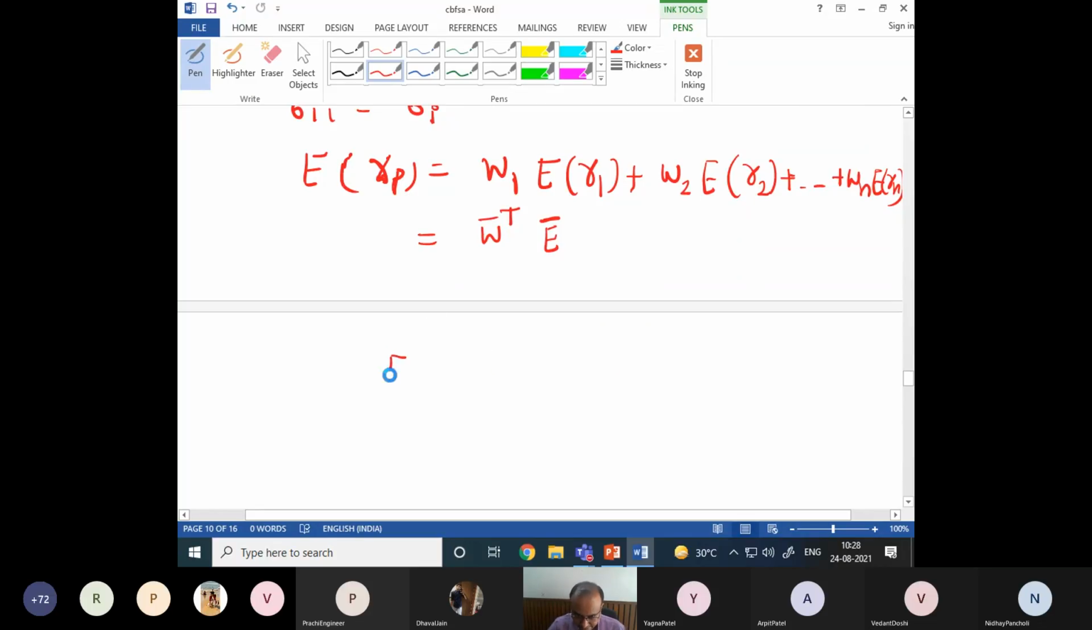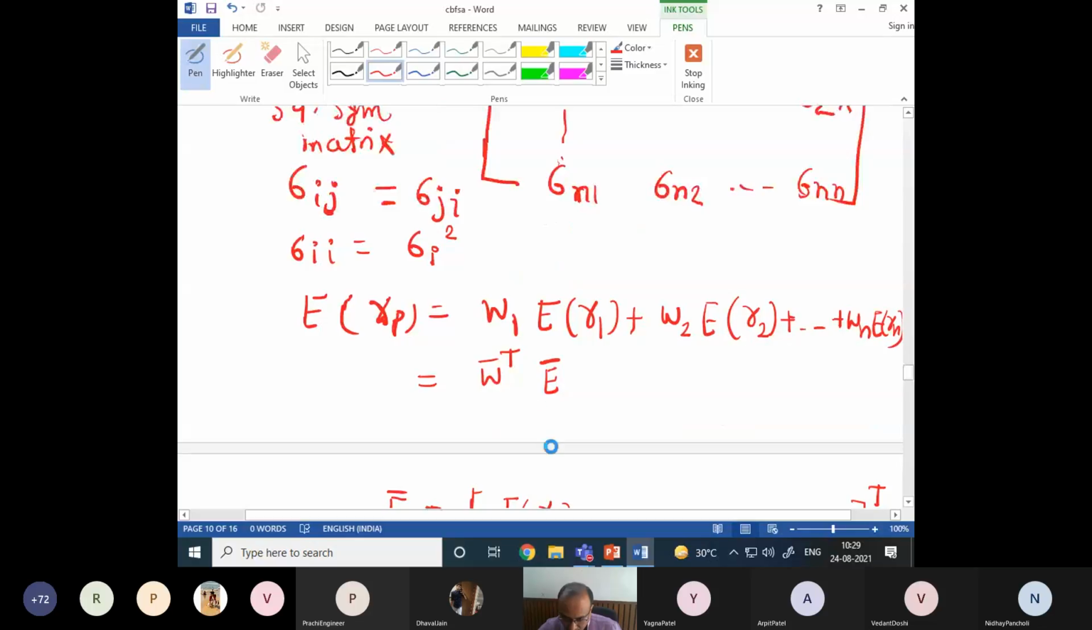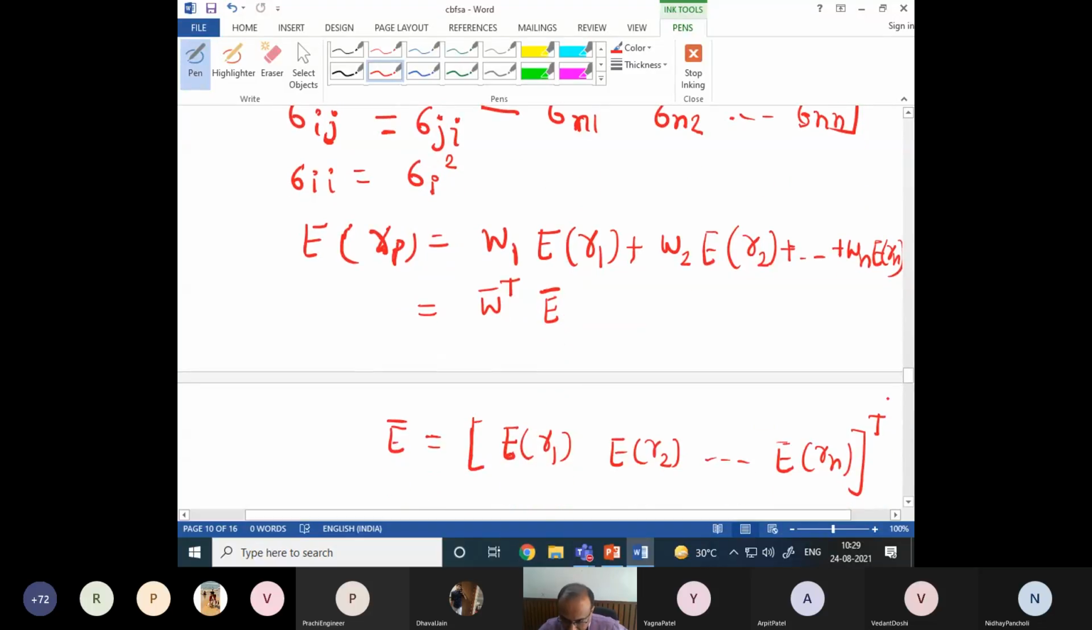So W transpose is already defined. So what is the E vector? The E vector we can define as a matrix of individual returns on securities. So I can say it contains elements ER1, ER2 up to ERn transpose. So you can just multiply. W transpose is a row vector W1, W2 up to Wn, because W is a column vector, then multiplied with this column vector ER1, ER2 up to ERn. And you can see the result will be W1 ER1 plus W2 ER2 plus up to Wn ERn. You can say it's a multiply accumulate operation.